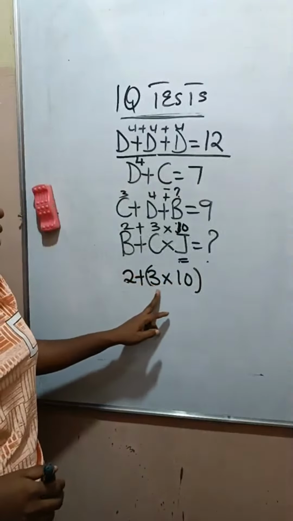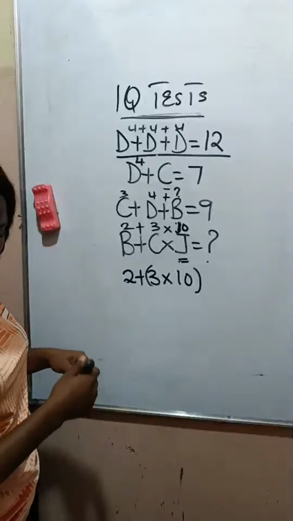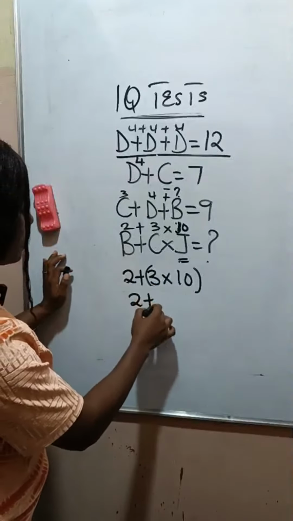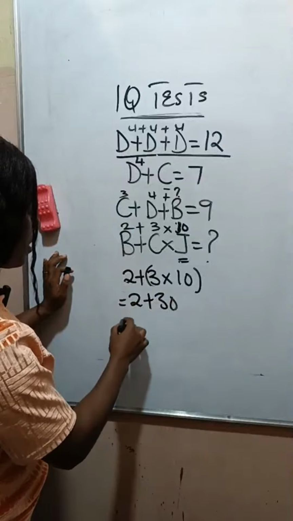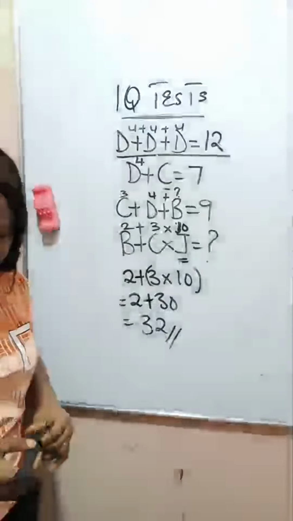So if we multiply, we have 3 times 10, which is 30. And when we add 2 to 30, we have 32 as our final answer. And that is it.